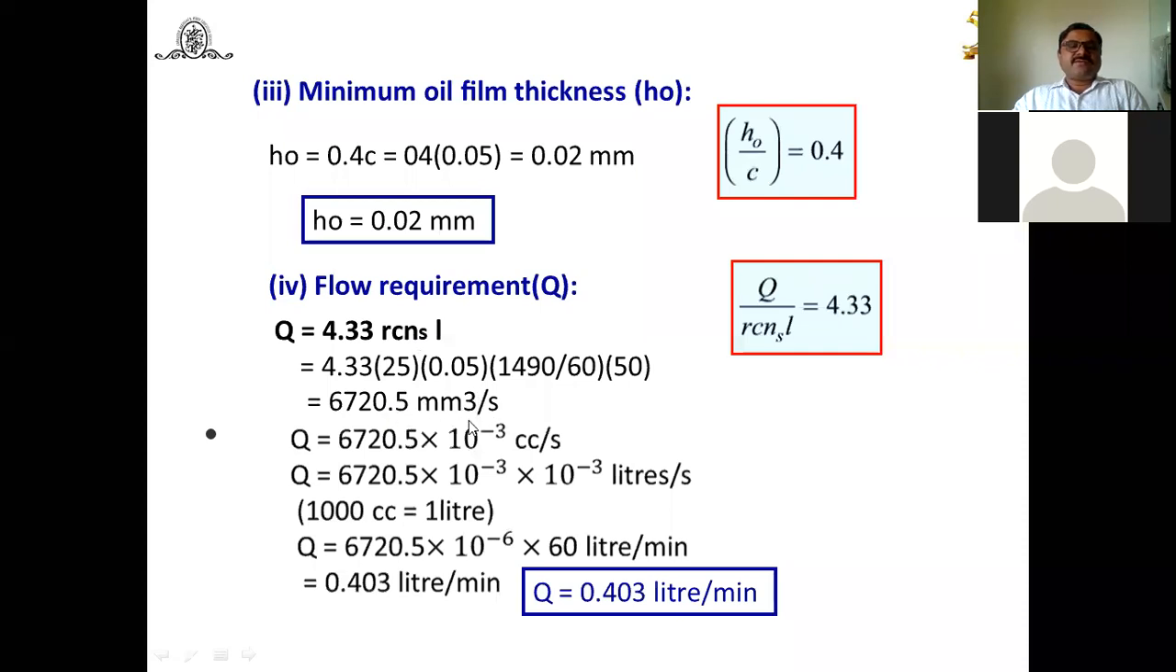But we have to convert it. Now here it is converted into centimeter cube, that's why multiplied by 10 raised to minus 3, cc, that is centimeter cube per second. Again convert it into liter, therefore multiplied by 10 raised to minus 3 to get liter per second. But again here, what do we have to do? We have to convert it into liter per minute, that's why multiplied by 60. So what will you get here? 6720.5 into 10 raised to minus 6 into 60, that is liter per minute. After calculation, you will get the flow of lubricant required for this bearing, that is 0.403 liter per minute. In this way, we can calculate the flow requirement.